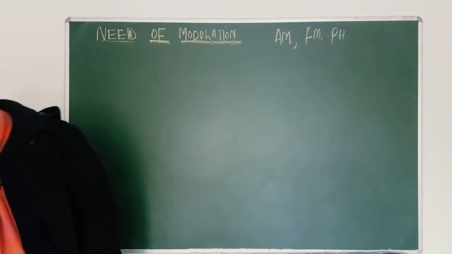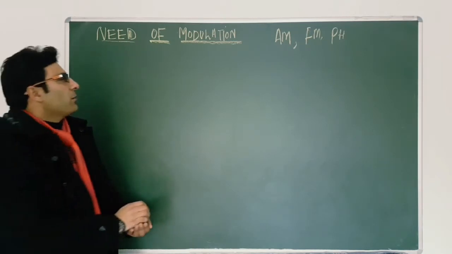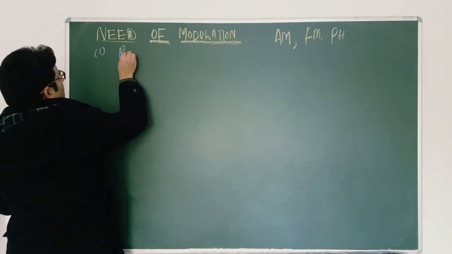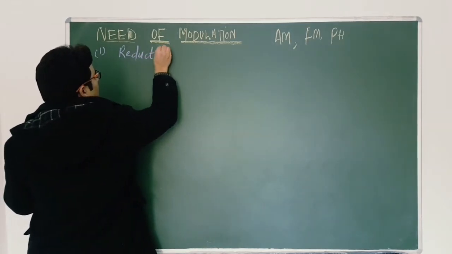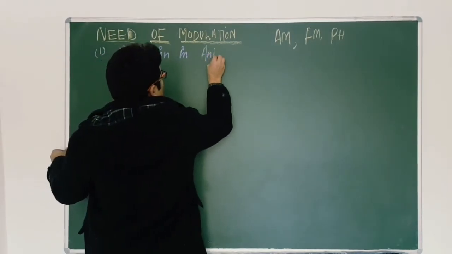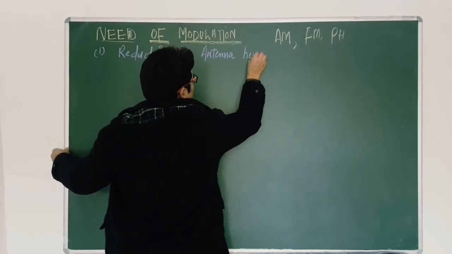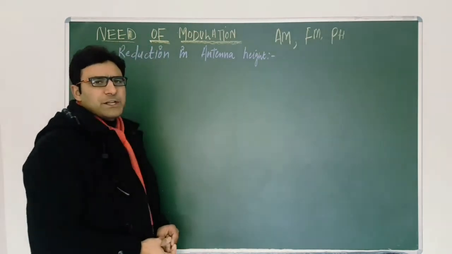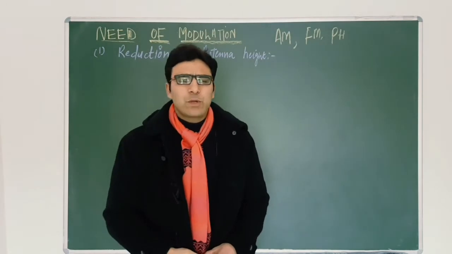First of all, we will discuss the need of modulation. One of the basic needs of modulation is reduction in antenna height. So when we go for modulation, or when we transmit a signal without modulation, what about the requirement of the antenna?